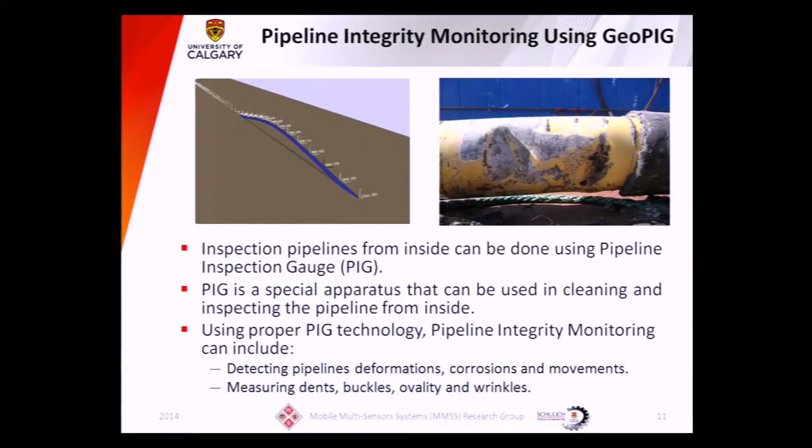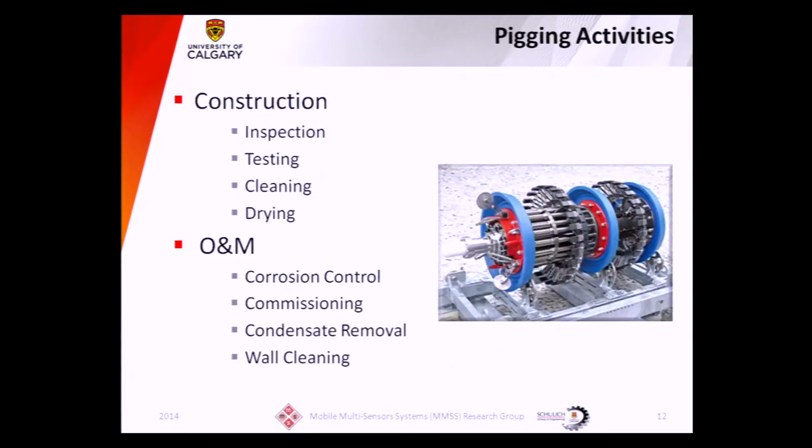The overall idea of the PIG technology is that you can use it not only for detecting leakage, but for much more than that. For example, I will show you some of the sensors that these PIGs typically use, which can be used for deformation, for corrosion, and even for a change in the diameter of the pipeline, because a change in the diameter of the pipeline is an indication of future failure of the pipeline. They can also measure buckling and dents, which typically happen when there is a failure in the ground underneath the pipeline.